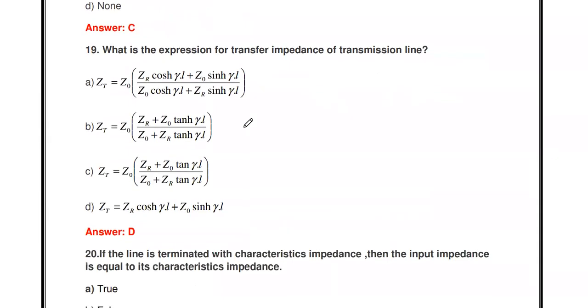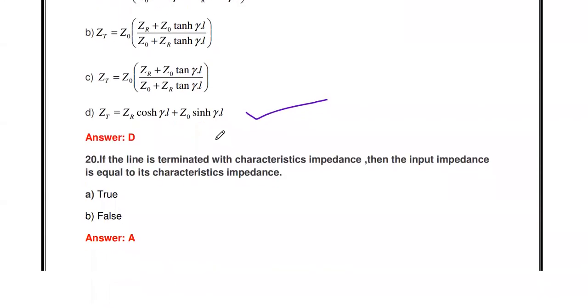The next thing: what is the expression for the transfer impedance of the transmission line? The transfer impedance formula is ZT equal to Zr cosh ηL plus Z0 sinh ηL. This is the formula for the transfer impedance. The other expression is not the transfer impedance formula.